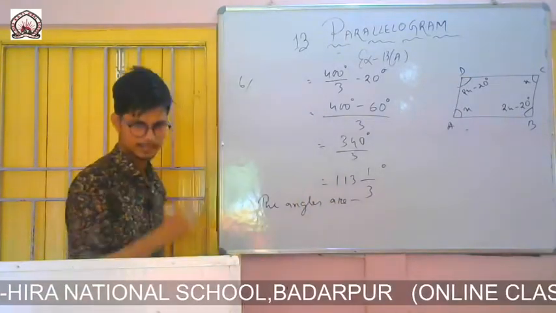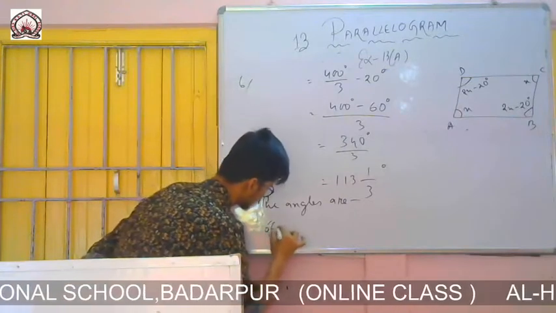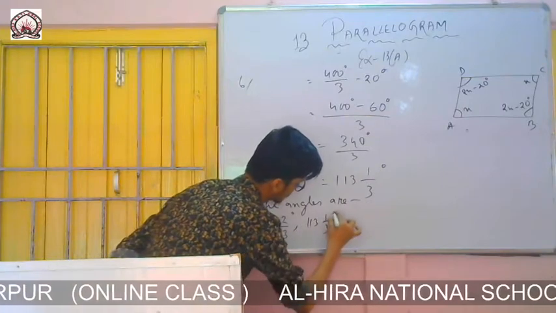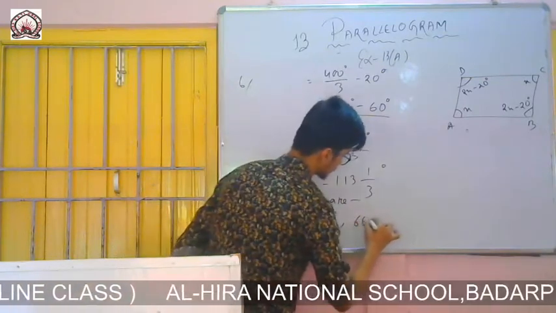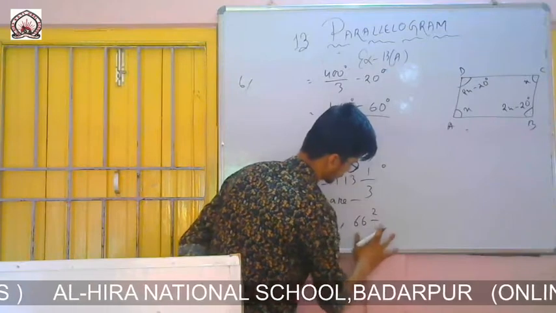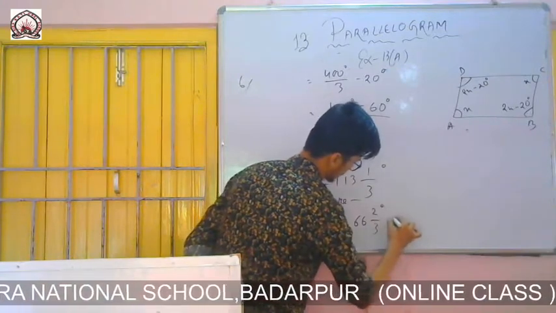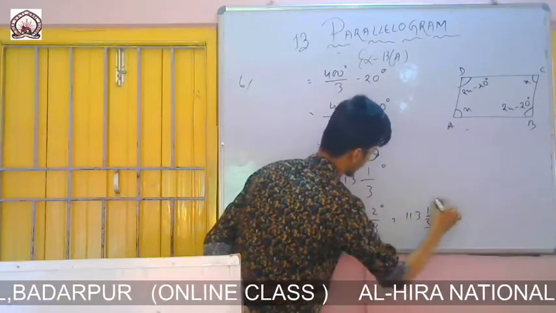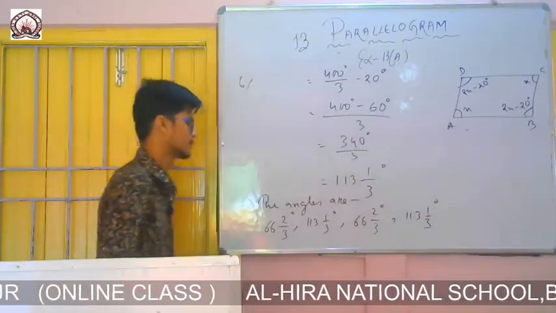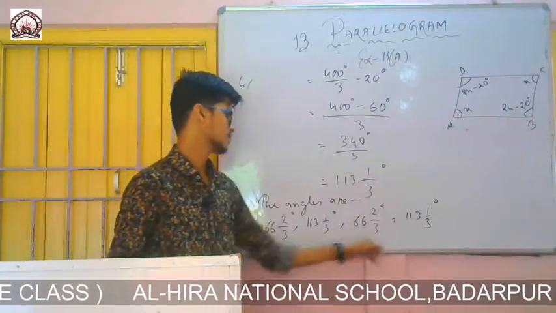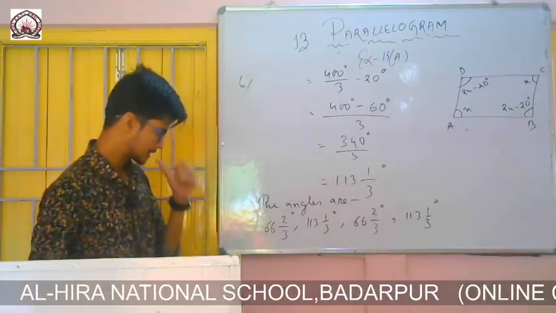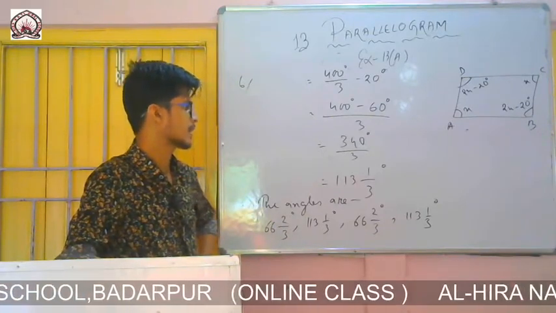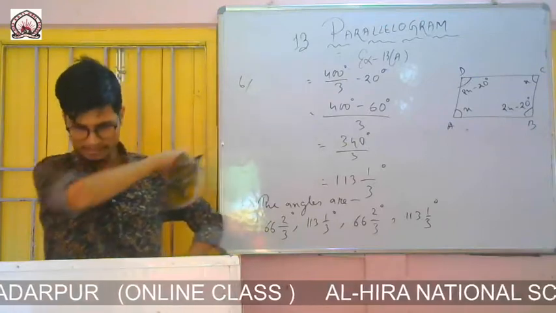one was 66 2 by 3 degree, then 113 1 by 3 degree, then again 66 2 by 3 degree, then again 113 1 by 3 degree. 4 angles are there. That means I have to write 4 times. This one 2 times and this one 2 times. 66 2 by 3, 113 1 by 3, then again 66 2 by 3, then again 113 1 by 3.